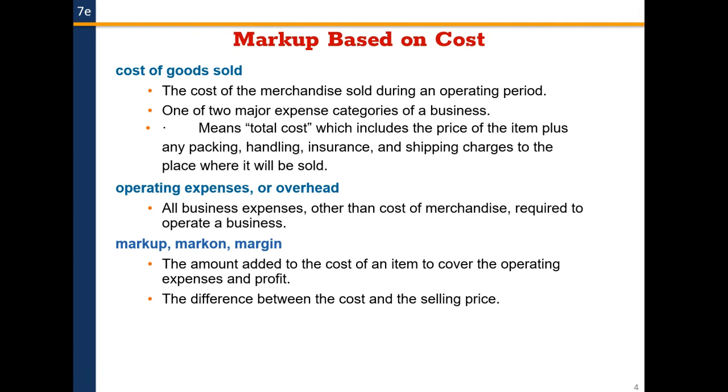Operating expenses are all of a business's expenses. So it's the cost of the merchandise, the cost to put it together, the cost to run the shop if there's a shop: water, gas, electric, that kind of thing. And then we've got markup, which you'll also hear called margin, sometimes mark on, but usually margin. It's the amount added to the cost of an item to cover the operating expenses and profit. So it's the difference between the cost of the item and the price that it's sold for.